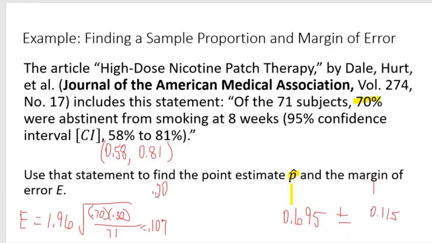But if you notice that if you take 0.70 plus 0.107, you end up with 0.807, which rounds to 81%. On the other hand, if you add them here, you're going to get 0.695 plus 0.115, and that ends up being 0.81 exactly. So they both work. Which one should you use? I wish there were a great answer for you. I would be doing the same thing you are.